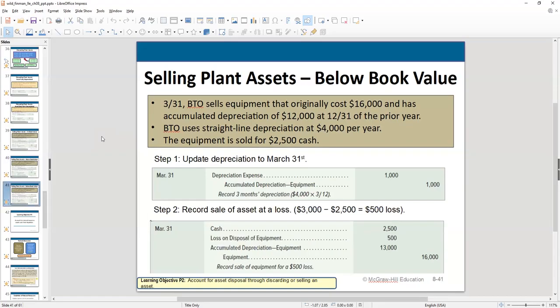Then finally, when we have a loss, which is below book value, in this case, we only got $2,500 for something we were carrying on the books at $3,000. So that means we had a $500 loss. I'm not going to go over again the first entry. It's the same as the other two. So if we take the $3,000 minus $2,500 cash, we get a $500 loss. We have 3 debits here: $2,500 cash, $500 loss on disposal of equipment, $13,000 debit in accumulated depreciation, and then finally a credit to equipment of $16,000.